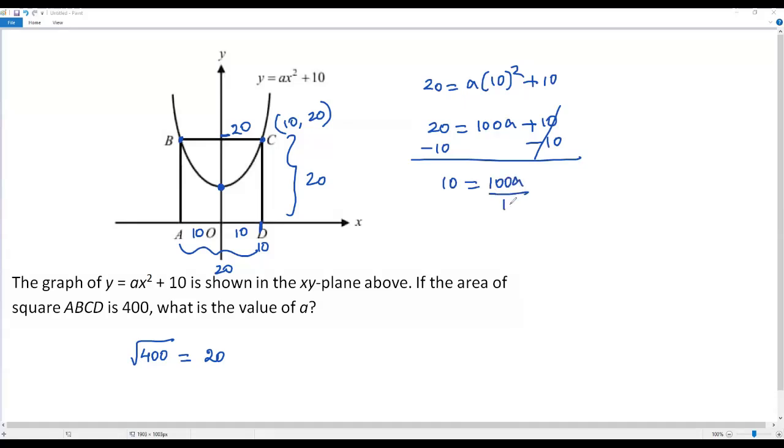Okay, let me divide both sides of this equation by 100. When I do so, this 100 will cancel out. 10 goes into 10 one time and 10 goes into 100 ten times. I am getting 1 over 10 on the left side. On the right side, we have A. Okay, I got the value of A. The value of A is 1 over 10.